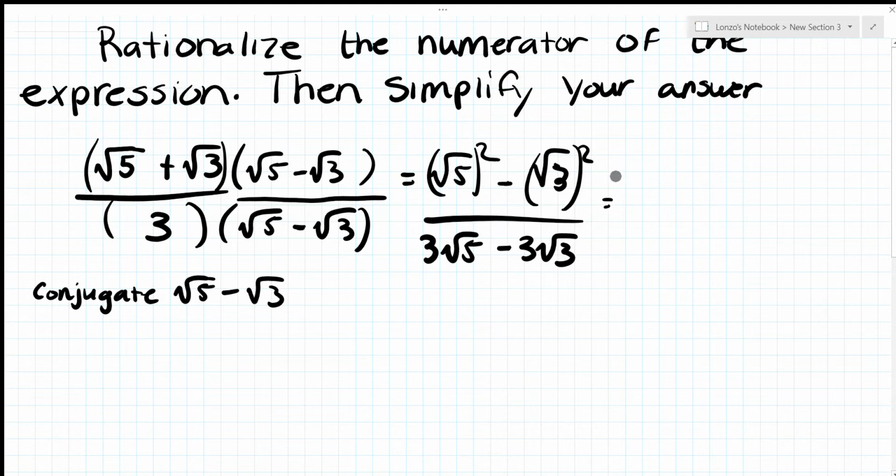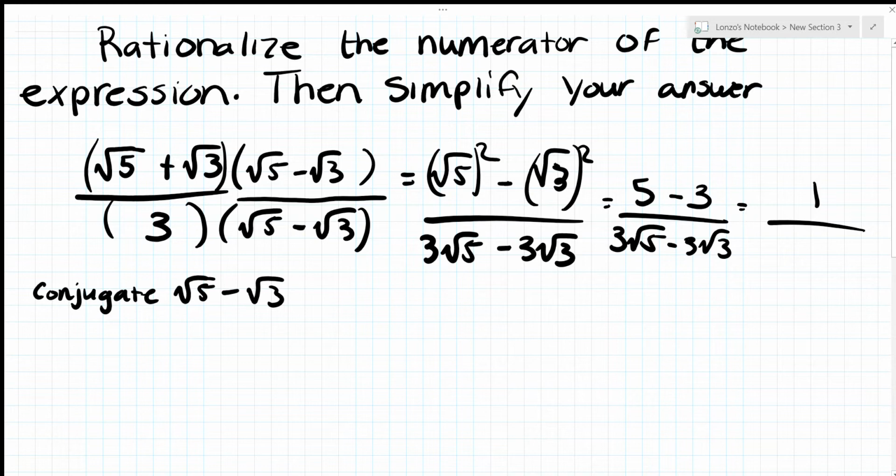So this is square root of 5 squared, which is 5, minus 3. Okay, can these be combined? 3 square root of 5 minus 3 square root of 3? Nope, because they're not the same radical. So that's just, it is what it is. 5 minus 3 is 1. And then you're left with 3 square root of 5 minus 3 square root of 3.